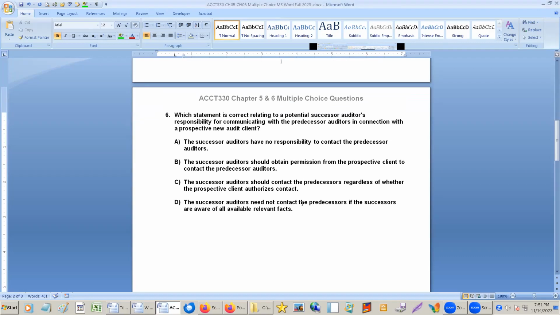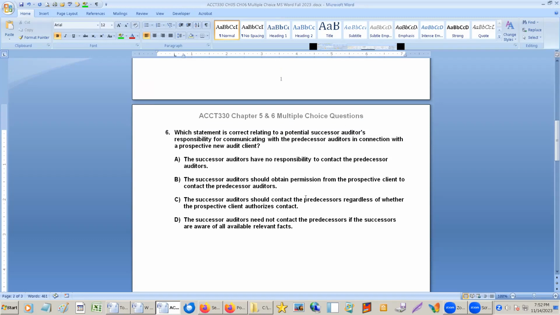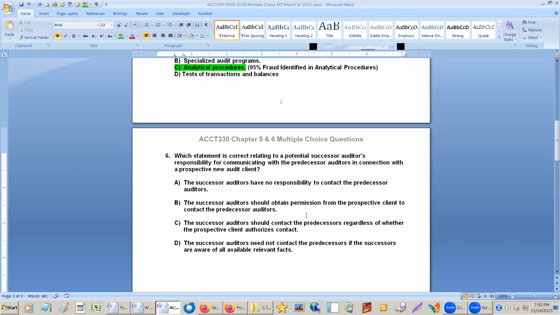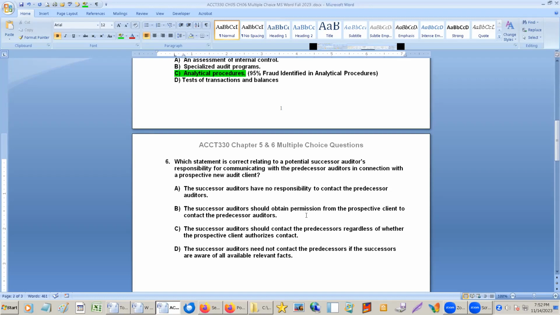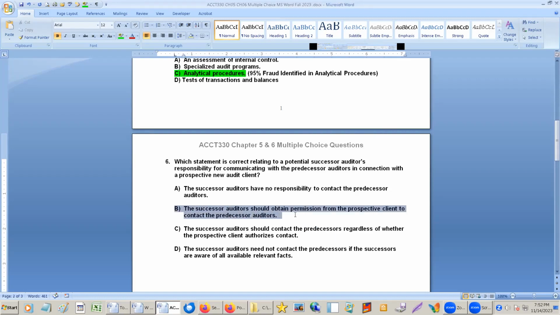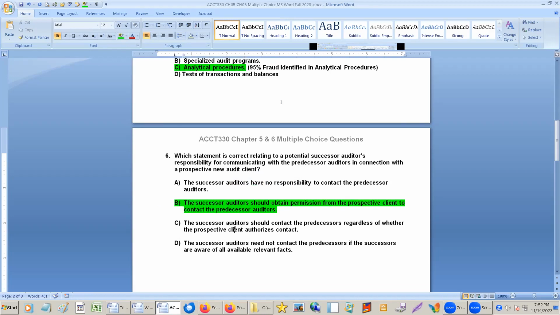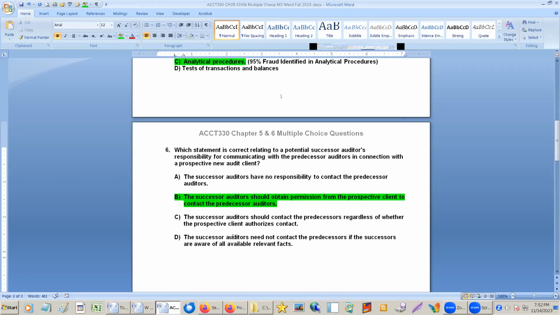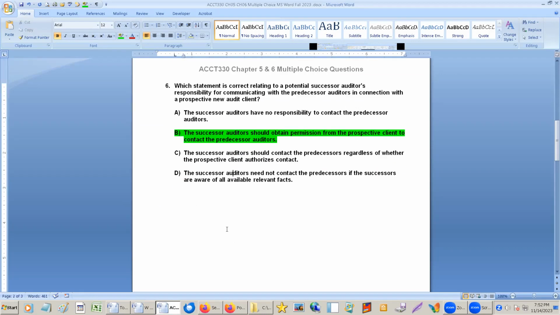Which statement is correct relating to the potential successor auditor responsibility communicating with the predecessor auditor in connection with it? Successor auditor does have the responsibility. Successor auditor must be... No. Legal, successor auditor need not contact the... B.